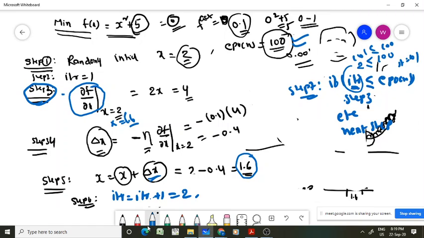In the next step, what you have to do is just print the output values. That means you are converging in terms of the maximum number of iterations. Then you have to print your output. Output means the value of x and the value of f of x. That's it.